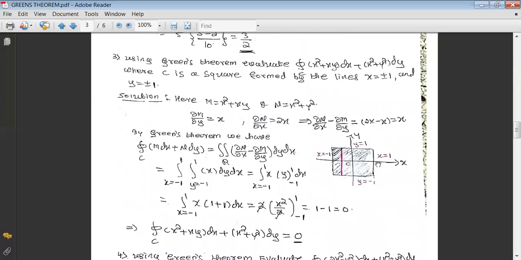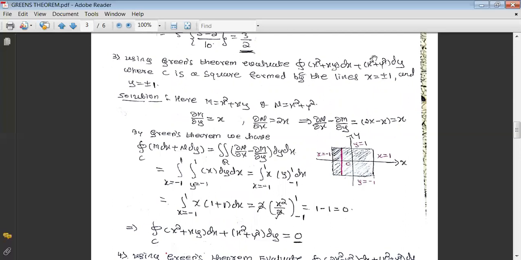Let us go with one more example. That statement is like this. Using Green's theorem, evaluate the line integral over the closed curve C, (x square plus xy) dx plus (x square plus y square) dy, where C is a square formed by the lines x equals plus or minus 1 and y equals plus or minus 1.